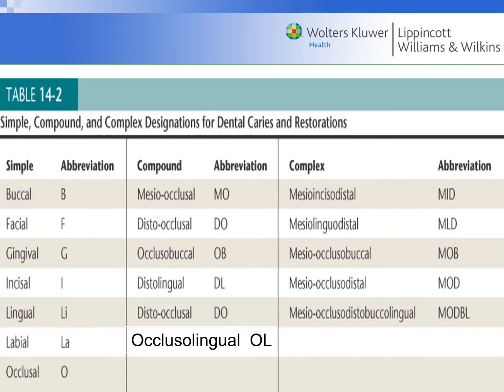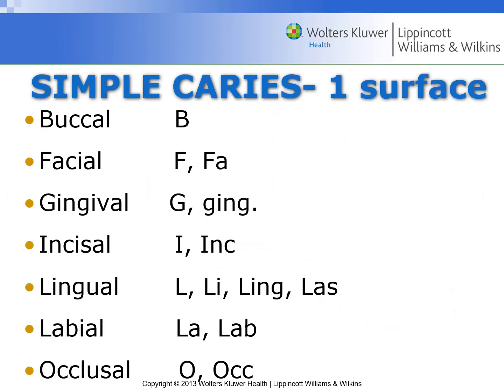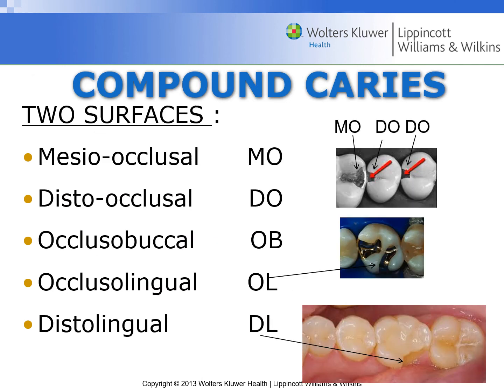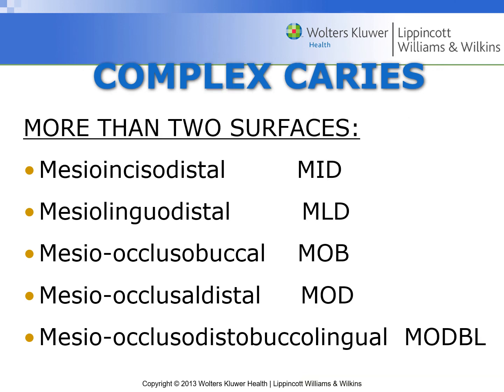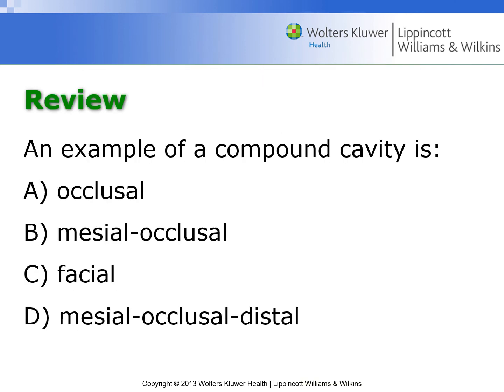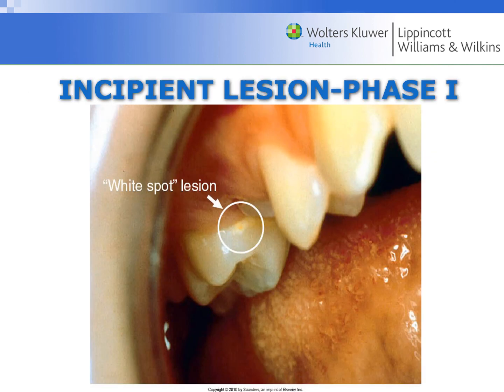So we've talked about this before, so I'm going to let you go over how these are put together and what comes first, like mesial or distal, and then occlusal, and then buccal will always precede lingual, and you can see how they put these words together. On simple caries, one surface; compound caries has two surfaces that run together; and complex is more than two surfaces that run together. So I'll let you kind of go over that.